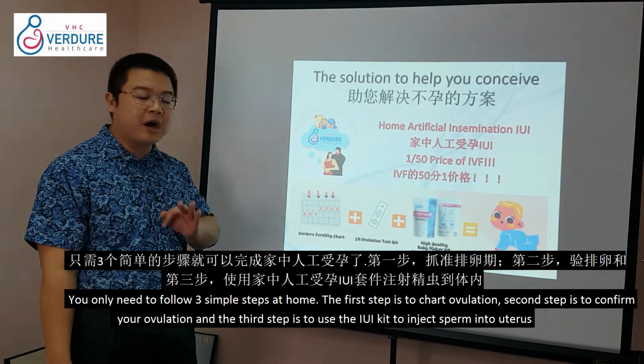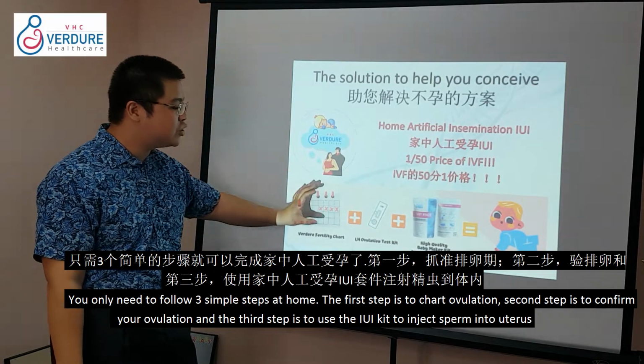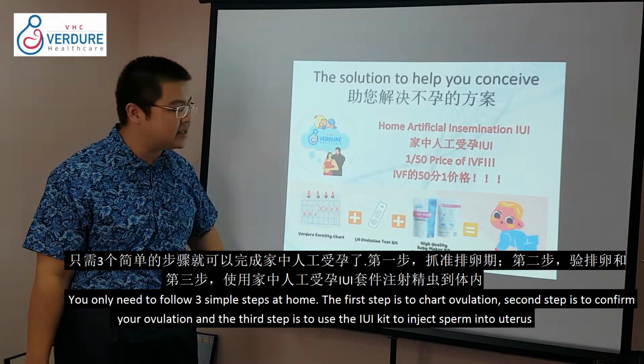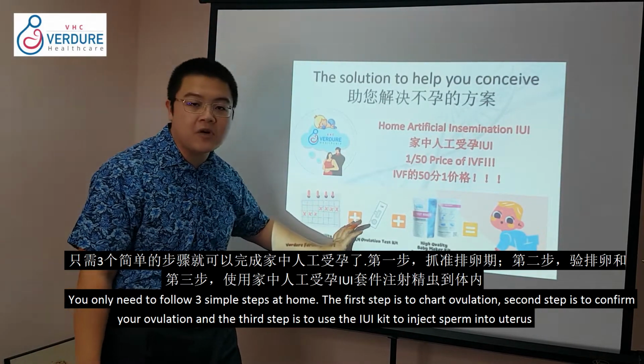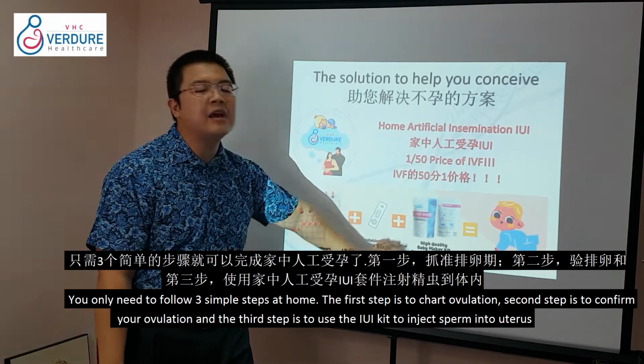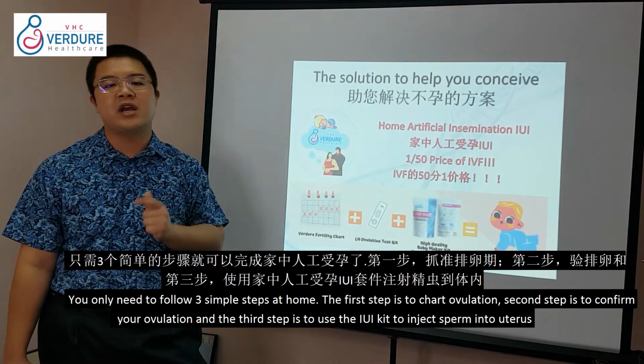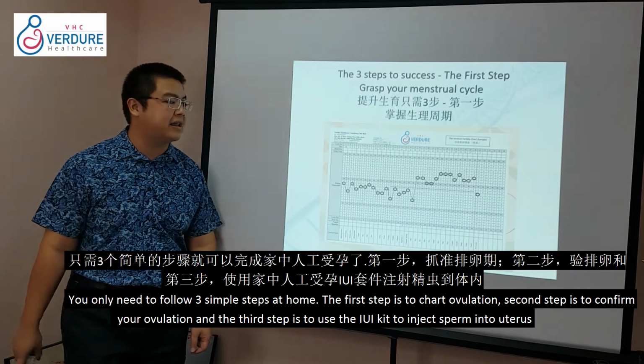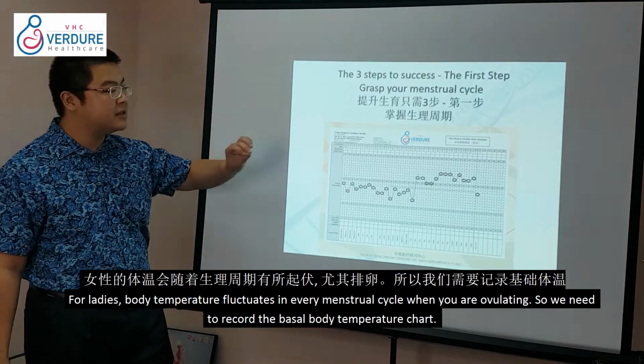So there are three components. First of all is to do the Verdure fertility chart. Secondly is to test for ovulation. And thirdly is to use the kit and inject the sperm into the uterus directly. So let me go through the steps in a bit more detail.